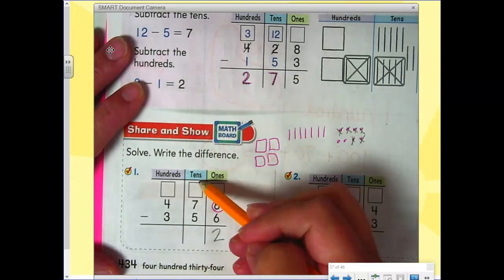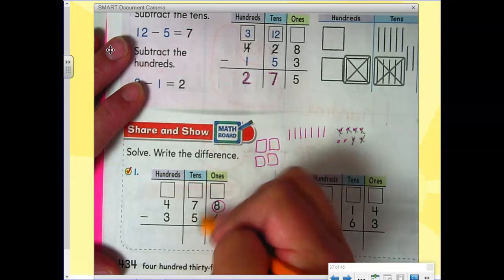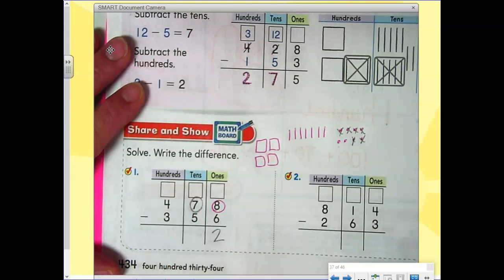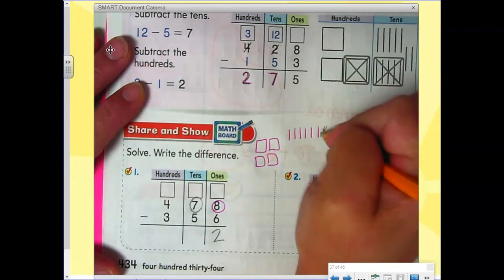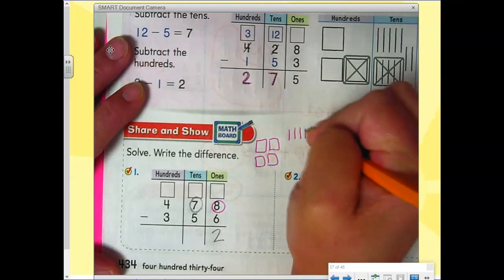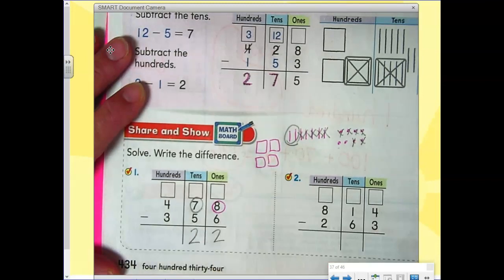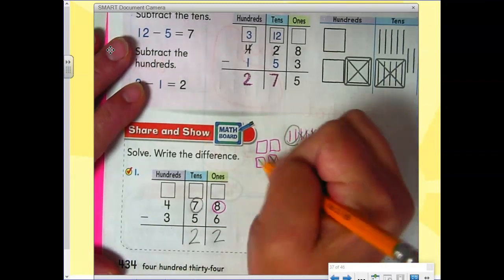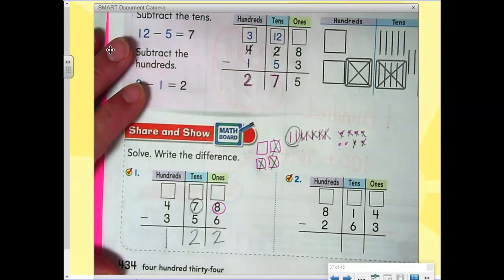All right, tens place. 7 minus 5. Where's my big number? It's also on the top. So do I need to regroup? No. Cross out 5. 1, 2, 3, 4, 5. Got 2 left. And then 4 minus 3. 1, 2, 3. I've got 1 left. 122.